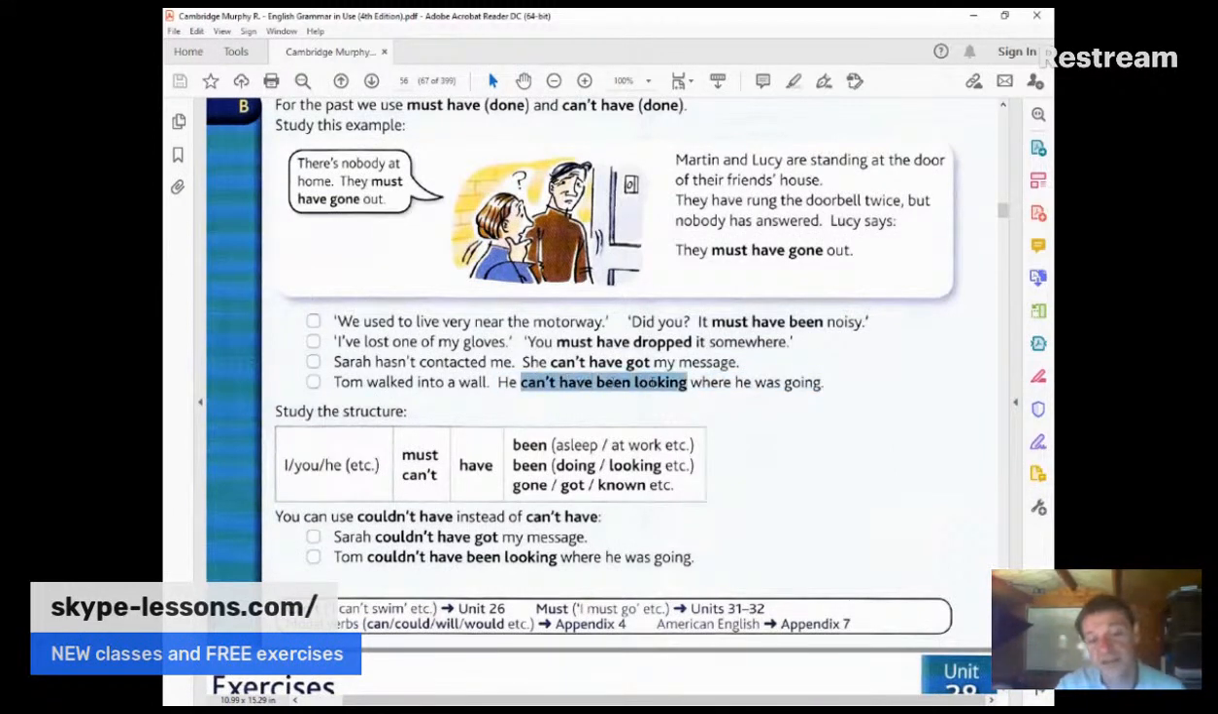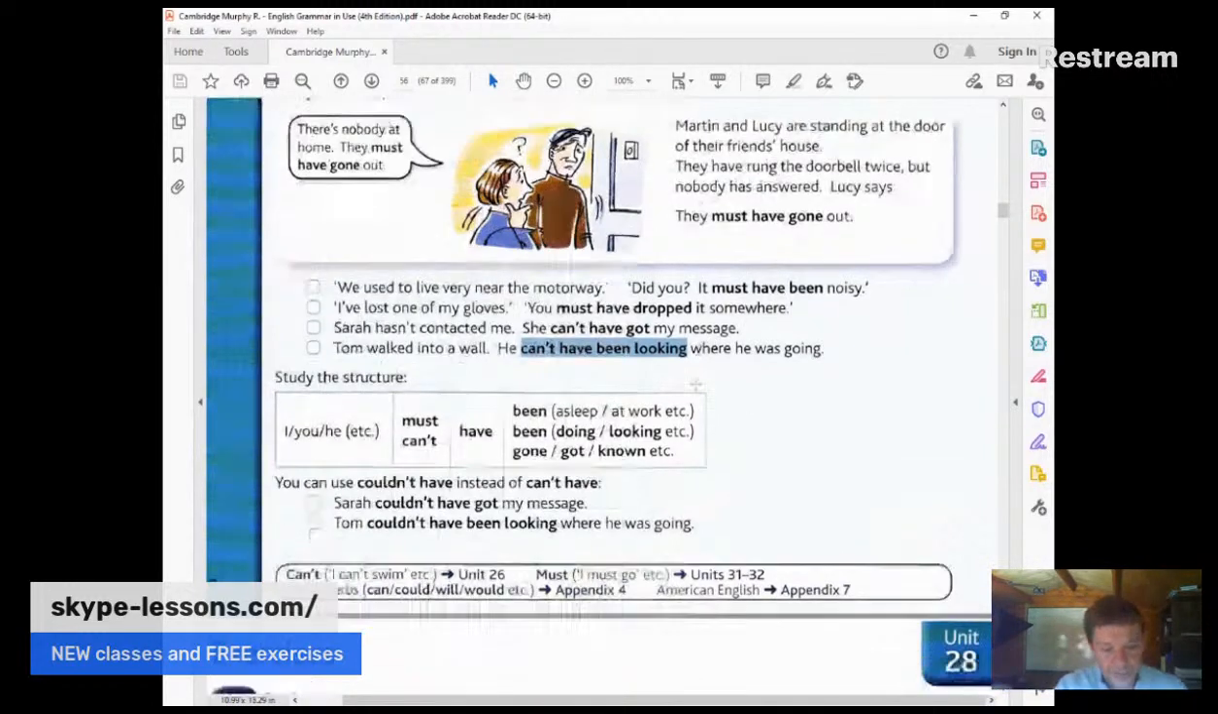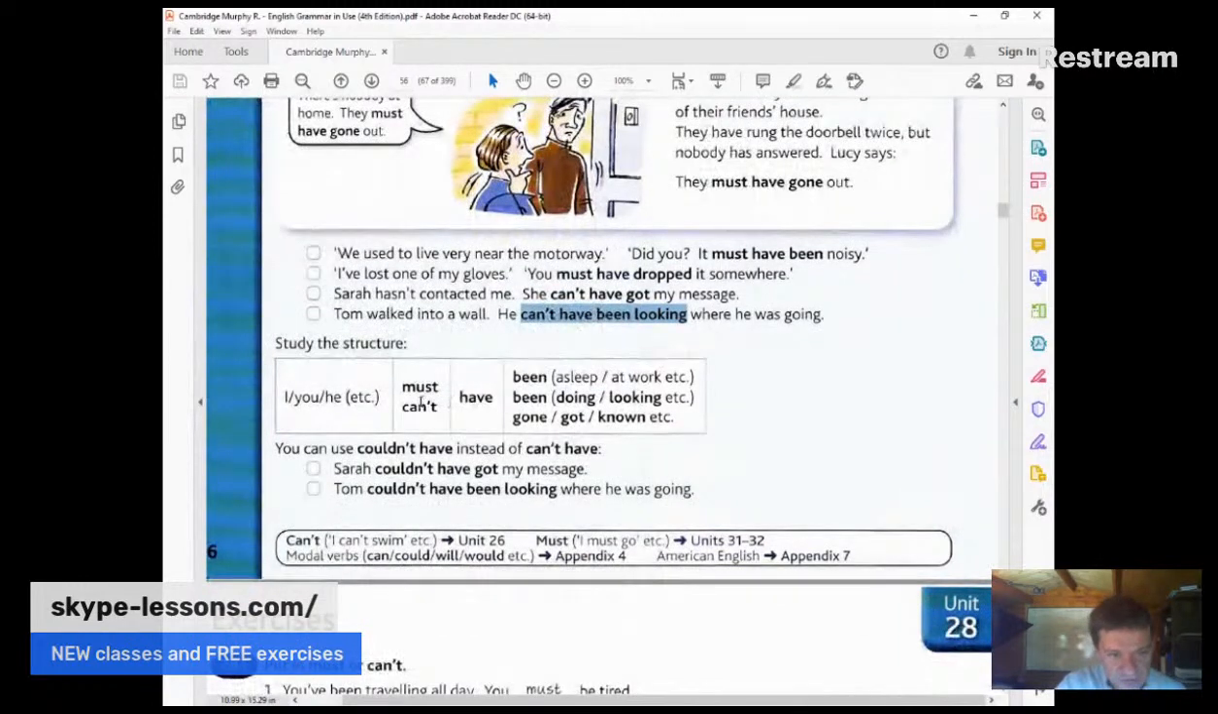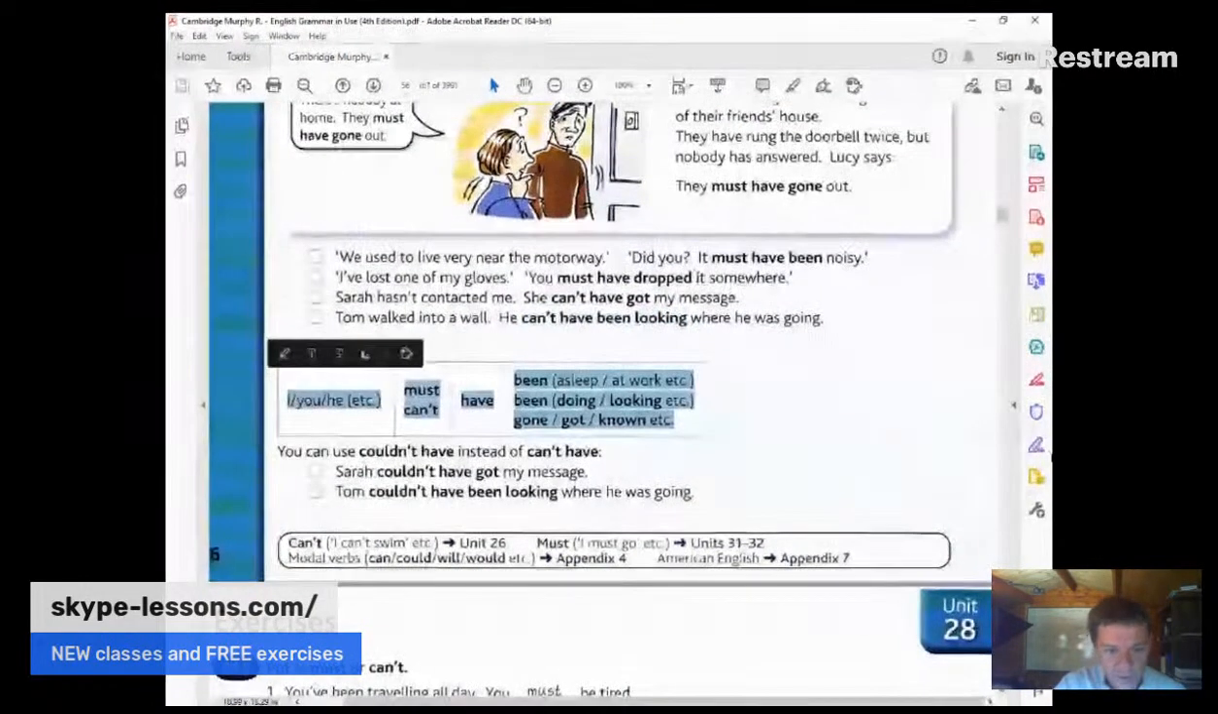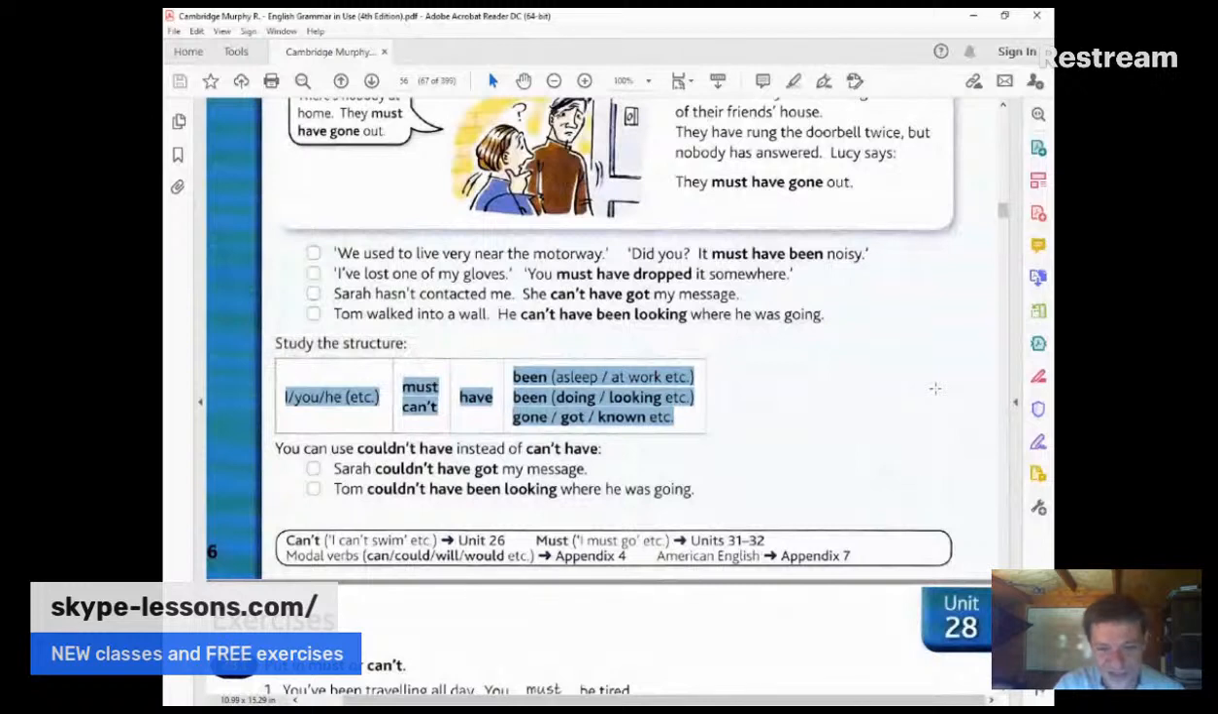Notice the perfect continuous structure. Yes, we have that as well, and it's very rare, but you'd use it like this, something like, my grandfather told me that he met Mussolini yesterday. He must have been dreaming, or he must have been drinking. Yeah, both of those would work. So we do use this form as well. And Murphy only says study the structure.